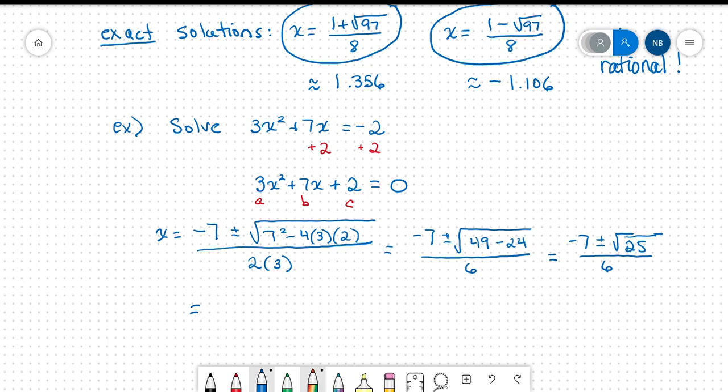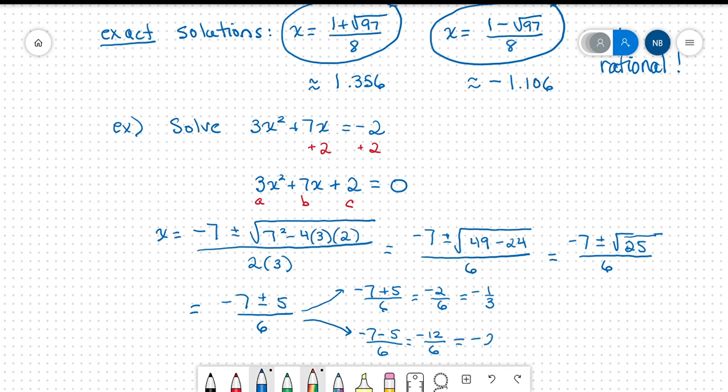Now try taking the square root of 25 and, well, it's 5. 25 is a perfect square, so we have negative 7 plus or minus 5 all over 6. And then we get two solutions, negative 7 plus 5 over 6, negative 7 minus 5 over 6. Negative 7 plus 5 is negative 2. Negative 2 over 6 is negative 1/3. Negative 7 minus 5 is negative 12. Negative 12 over 6 is negative 2.